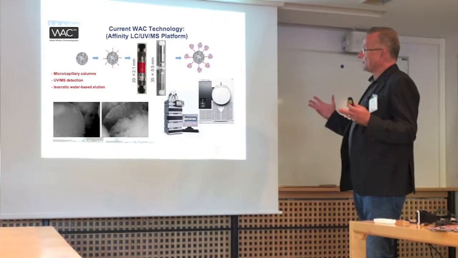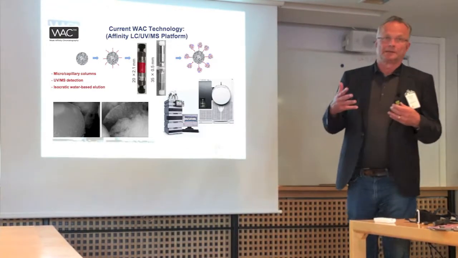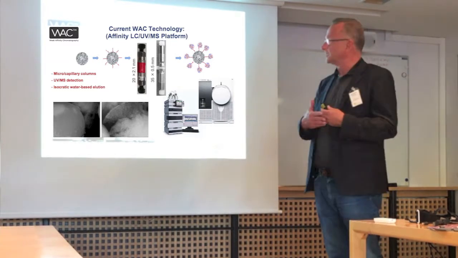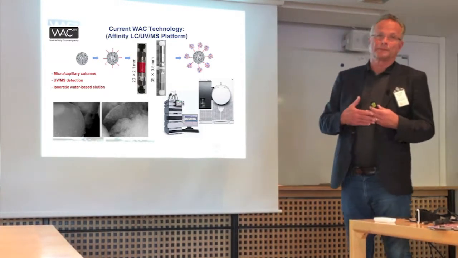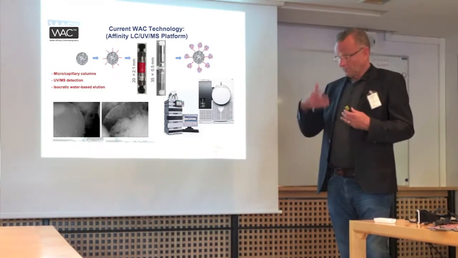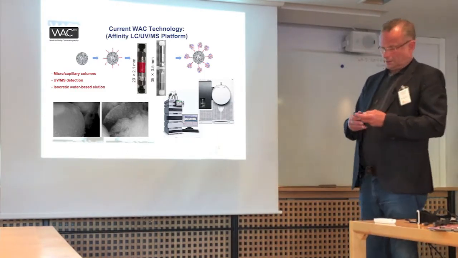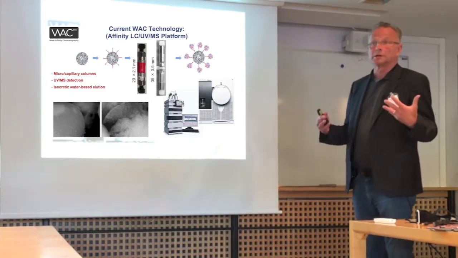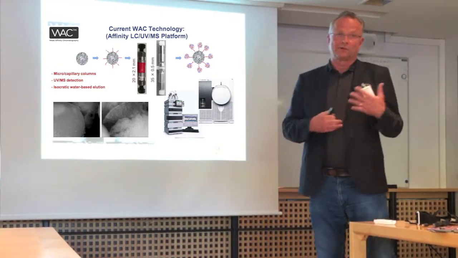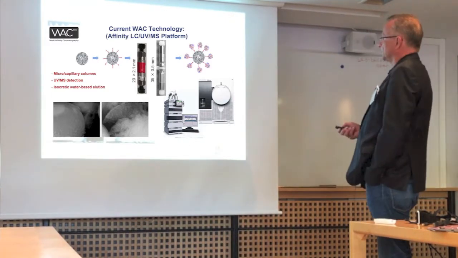So it's microcapillary columns, MS detection, and we're working isocratically. No change in buffer; the compound is just retarded to different extents depending on its affinity. And we have a solvent that's compatible with the MS, so it's easily volatile. We are working with ammonium acetate, for example. Volatile buffers. You can also work with non-volatile buffers if you're really keen, but then you have to clean your MS unit so frequently. So it's one of the problems.